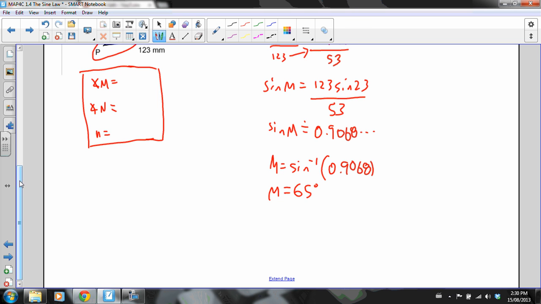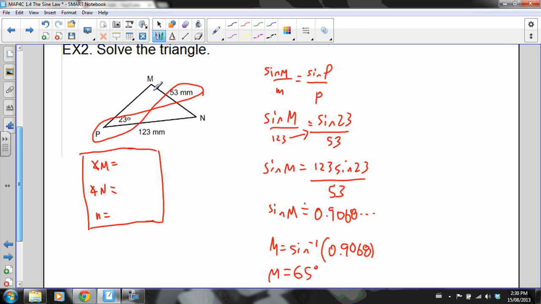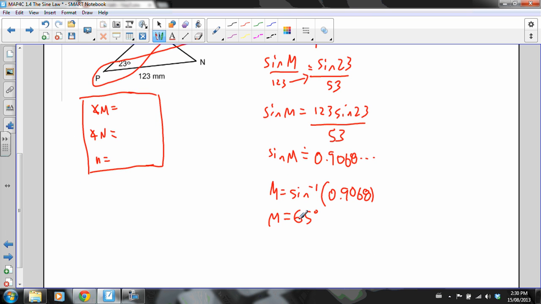Now notice, in this diagram, that's not 65 degrees. That's an obtuse angle, isn't it? So if angle M is obtuse, 65 isn't the answer we want. This is the little extra step that we have to do. So I'm going to say M is obtuse, and that's 115 degrees. And that's our first unknown we have.